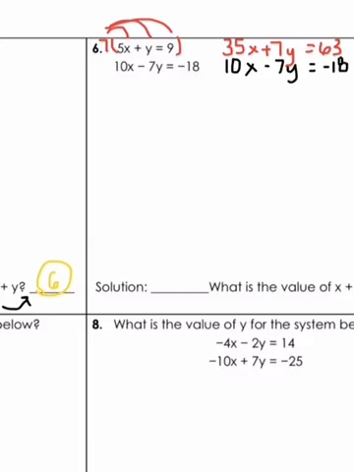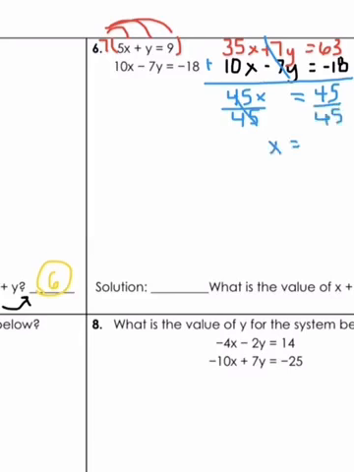And then we always add them down. All right, 35x and 10x is 45x. Our 7y's are going to cancel. And then we're going to do 63 minus 18. And that also gives us 45. Divide both sides by 45. So x is 1. Again, you can plug that into either equation.